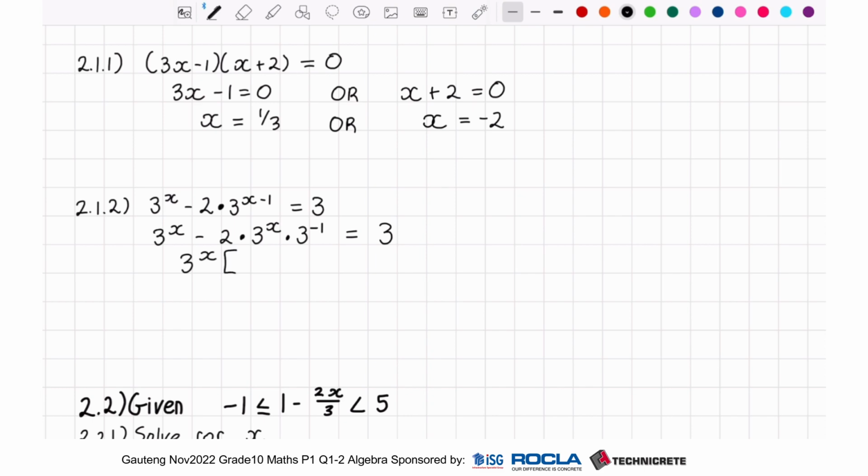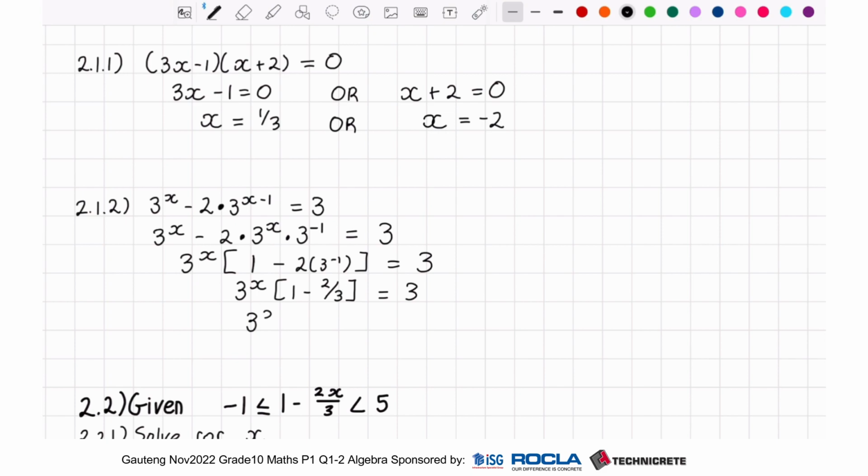In the first term, I'm just left with 1. In the second term, I'm left with 2 times 3 to the minus 1. And that is equal to 3. And I can simplify what's in the bracket. So this is 1 minus 2. And when I've got something raised to a negative exponent, it just moves to the denominator. So I'm going to have 2 over 3 is equal to 3.